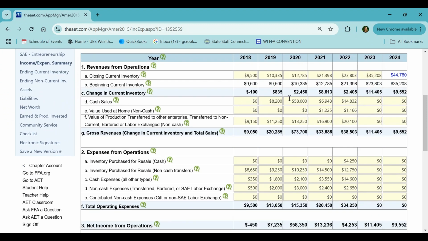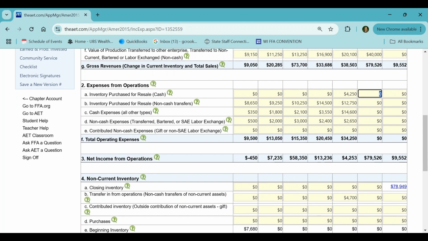All right, so 2023 cash sales, they had $26,441 in cash sales. They had $1,680 in the value of product used at home. And then 1F is their barter, which was $40,000 this year.